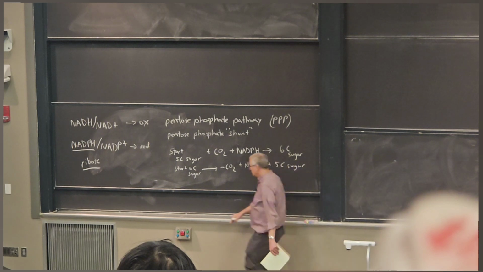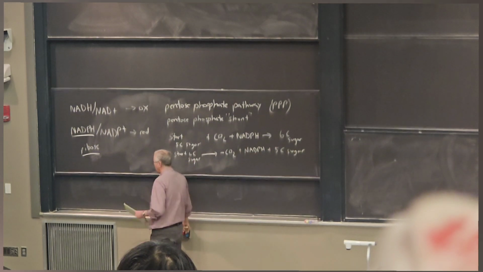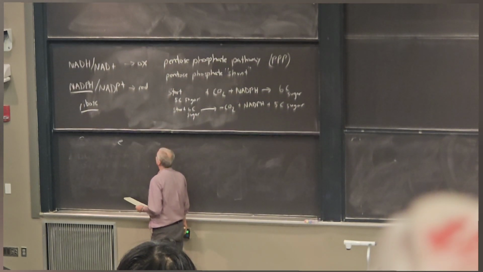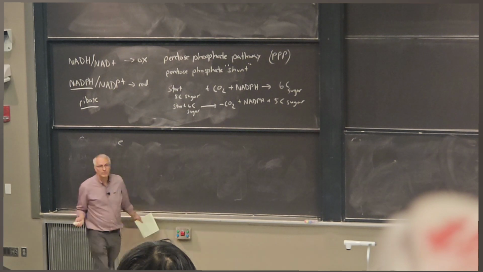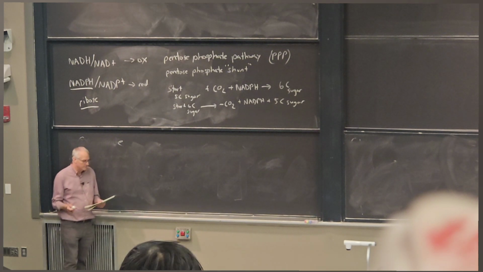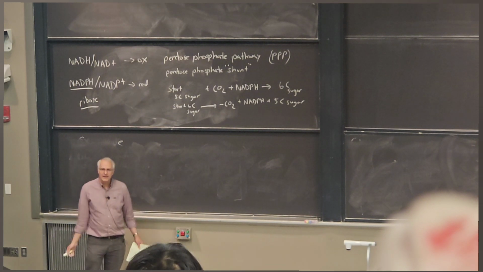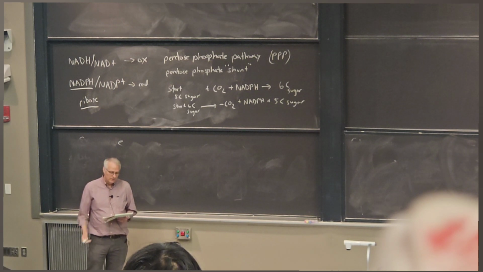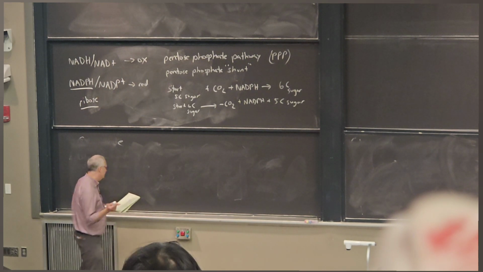All right, so why is this called a shunt? It's called a shunt because this is effectively a branch of glycolysis. You can think of it as an alternative way to do glycolysis that allows you to make these various intermediates.